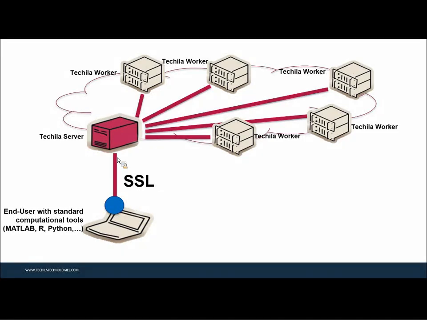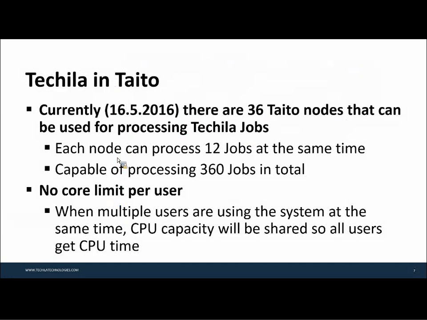Then I have some title-specific information about the Techila system. Currently, there are 36 title nodes that can be used for processing Techila jobs. Each of these nodes can process 12 jobs at the same time, meaning that the system is capable of processing 360 jobs in total. Currently there is no core limit per user, so if you are the only user using the Techila system, you will get access to all of the cores. If there are multiple users using the system at the same time, the Techila system will share the computational capacity so that each user will get at least some CPU power.